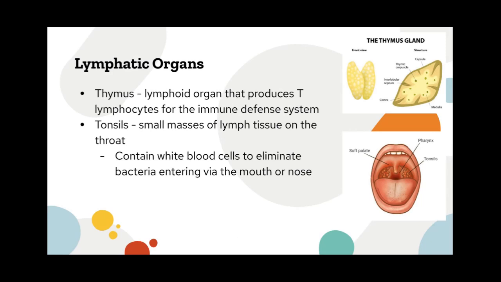The thymus is a lymphoid organ that produces T lymphocytes for the immune defense system. The tonsils are small masses of lymph tissue located on the throat, which contain white blood cells to eliminate bacteria entering via the mouth or nose.